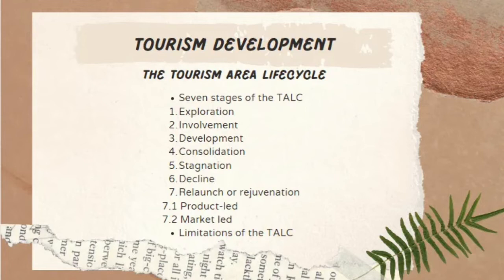So the number 5 is the stagnation stage. So from the word itself, it became stagnant, which means it just remained still, because the carrying capacity of the destination is reached or exceeded and negative environmental, social, and economic impacts are observed. The destination's image is well established but runs out of fashion. A heavy reliance on repeat visitation will be observed, and strenuous efforts will be required to maintain the level of visitation.